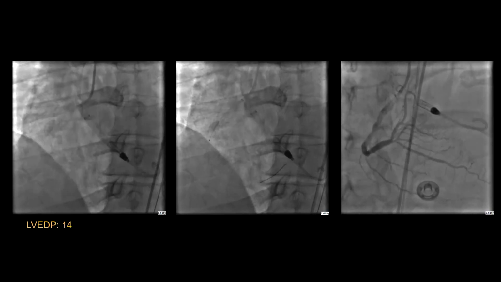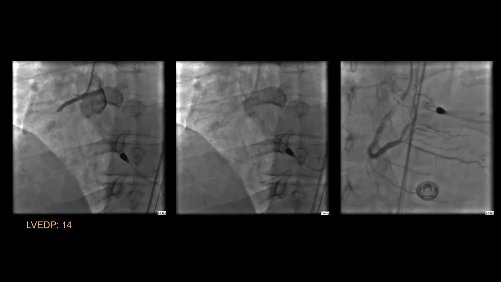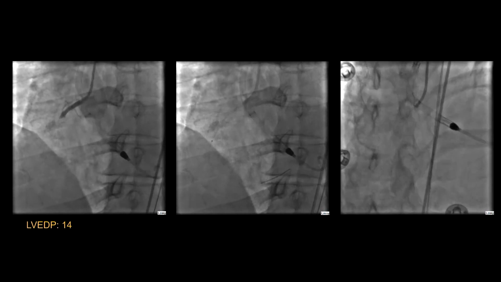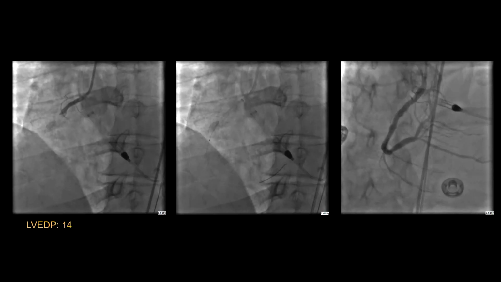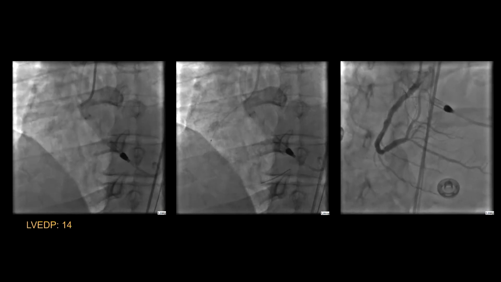About my institution, ECMO is available, but I have to call the surgeons to get the ECMO. Obviously when I was at Tufts, I could go down to the ER and cannulate the patient for ECMO. Not available in my hospital now, so Impella is all I got.